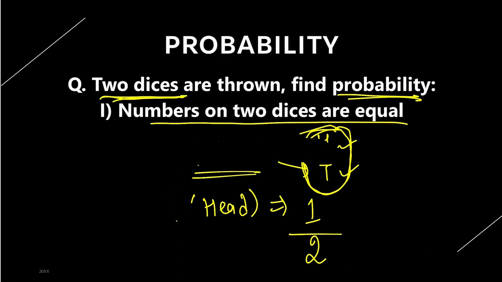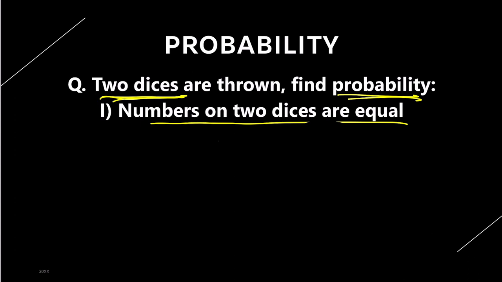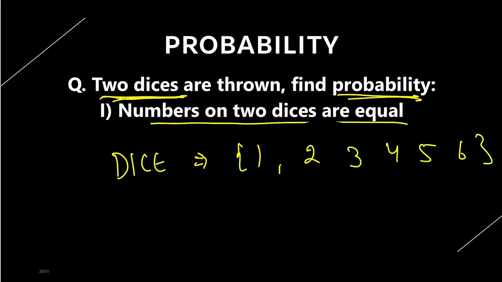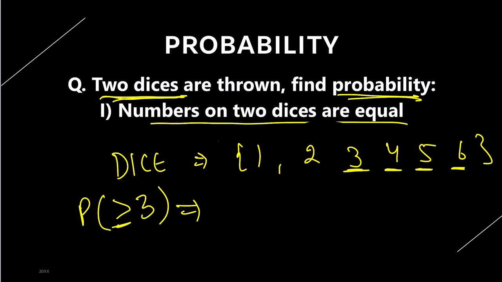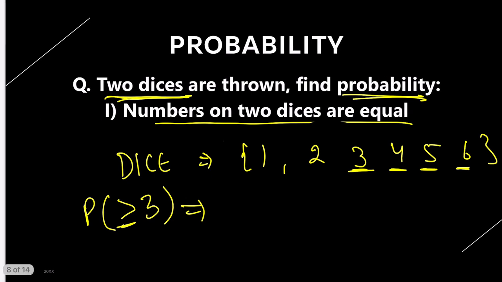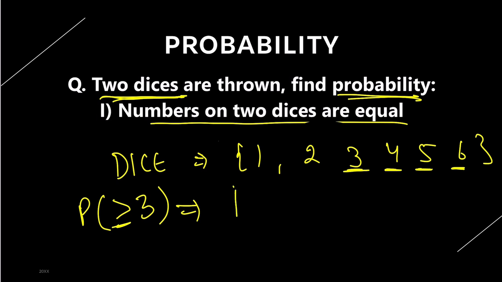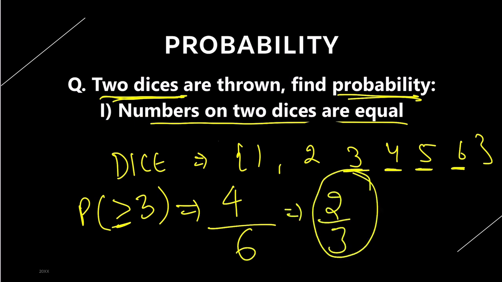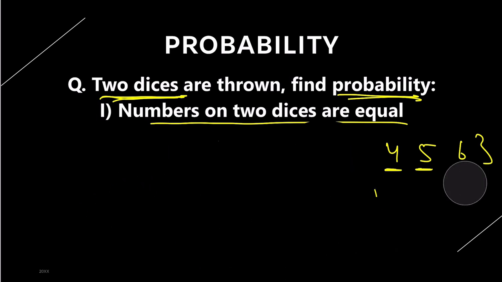Now let's take an example of a dice. Here, what are the possible outcomes? 1, 2, 3, 4, 5, 6. So the probability of a number greater than or equal to 3 coming: the favorable outcomes are 3, 4, 5, 6. So I have 4 winning or favorable outcomes. And what are the total outcomes that are possible? 1, 2, 3, 4, 5, 6. So 4 by 6, and 2 by 3. So 2 by 3 is the probability of a number coming out to be greater than or equal to 3. I hope this is clear.